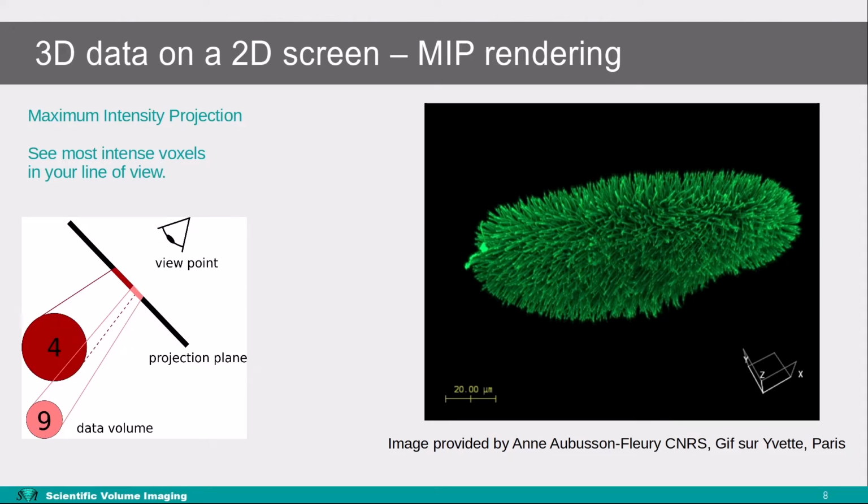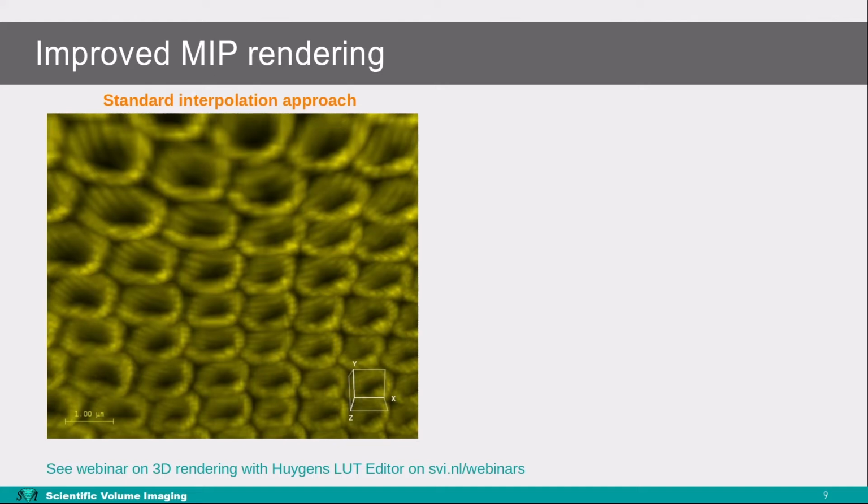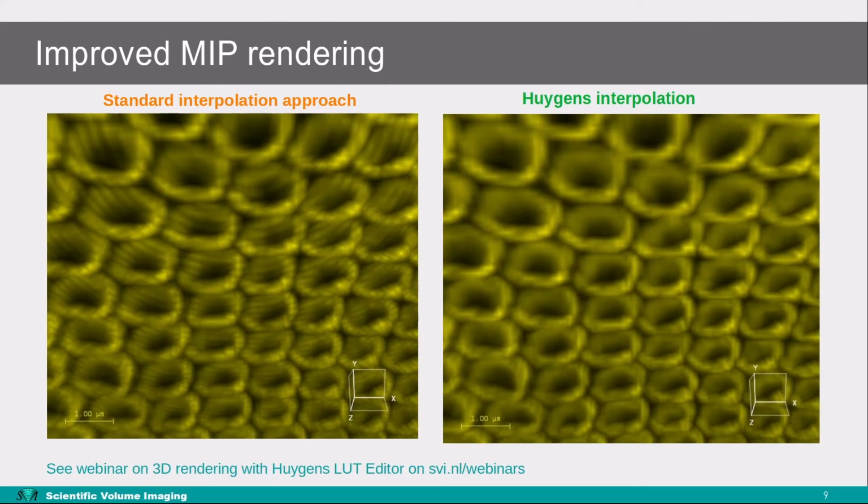We have improved the MIP renderer. MIP stands for Maximum Intensity Projection. MIP rendering is a way of visualizing 3D data on a 2D screen, where you visualize the highest intensity voxel in your line of sight. We have improved the interpolation to get a better image, especially when zoomed in. Here you can see the standard way of interpolating, and here is the result of our new interpolation. This is explained more in the webinar on 3D rendering that you can watch on our website.